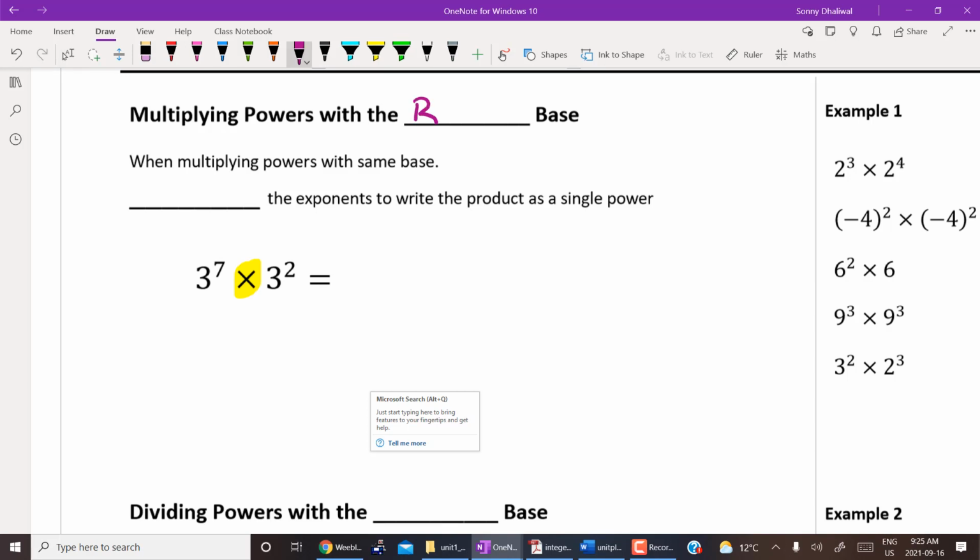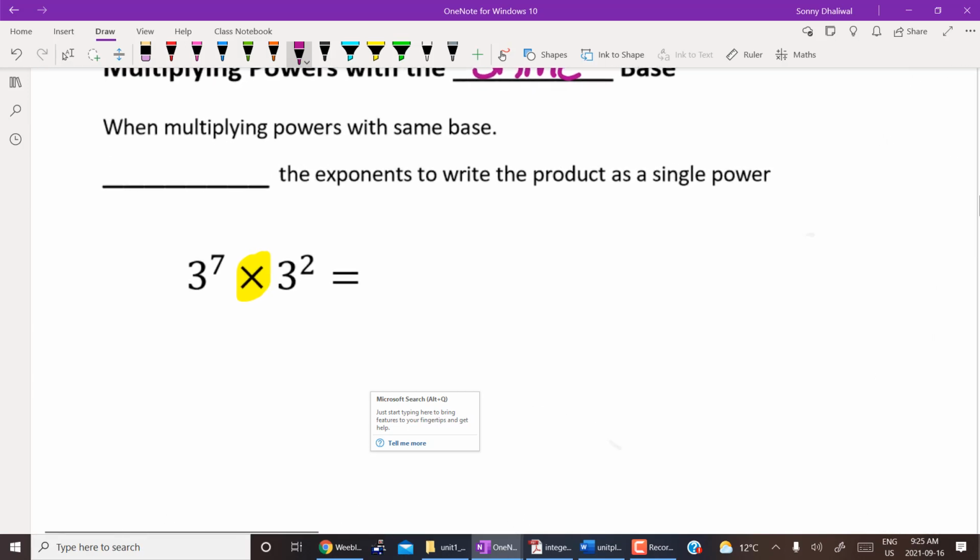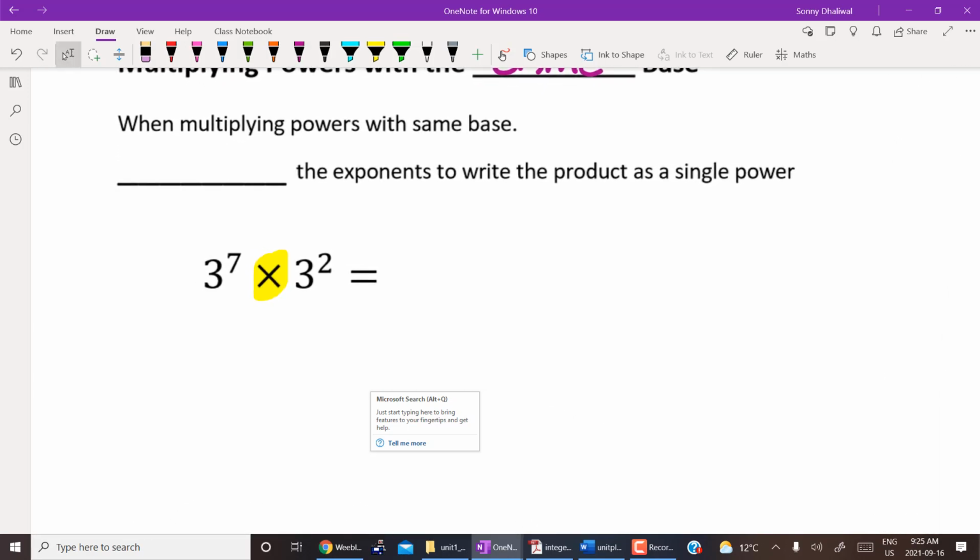Now, I'll tell you right off the bat, these rules only work if the bases are exactly the same. Like a 3 and a 3, and a 5 and a 5, right? If they're not the same, you can't apply these rules. In grade 9, we mainly work with numbers. In a couple chapters from now, we'll do a couple letters. In grade 10, you basically repeat this whole entire chapter, but using variables, letters. All right. So let's look at multiplying first.